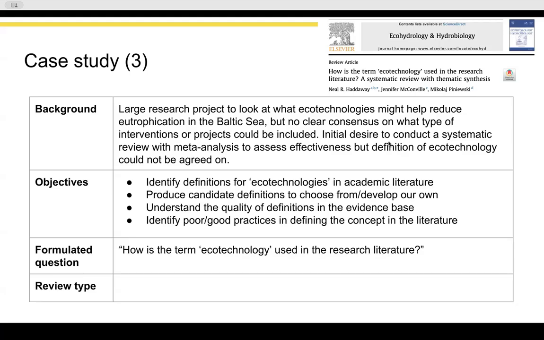So the research question was, how is the term eco-technology used in the research literature? And that just had a population of research literature and the phenomenon, which was reference to a definition of, or reference to a term, ecotechnology. And so this was a systematic map and then a thematic analysis to develop a framework, to develop a conceptual model.